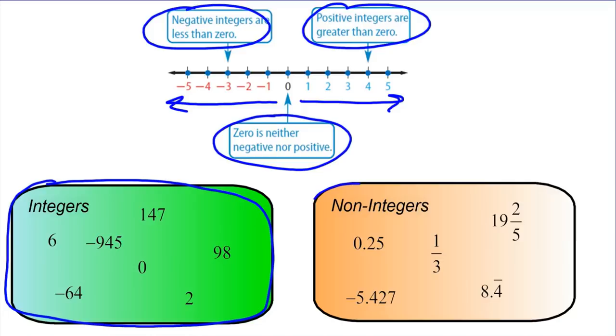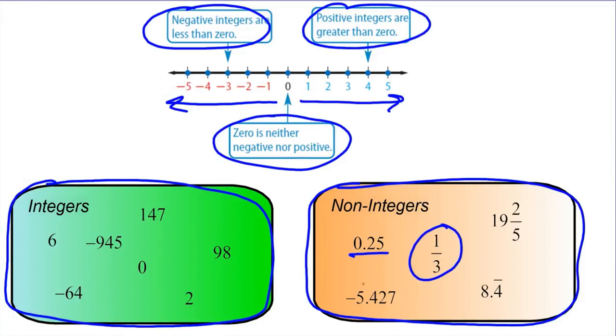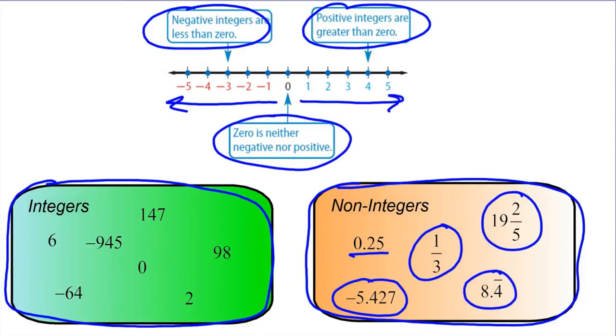And then in the right box, I've got some examples of things that are not integers, like 25 hundredths. That's a decimal value. That's not a whole number value or a negative whole number. 1/3, a fraction value. Here we have a negative decimal value. Here's another decimal value. And here we have a mixed number. All of these are examples of non-integers. Those are not integers.